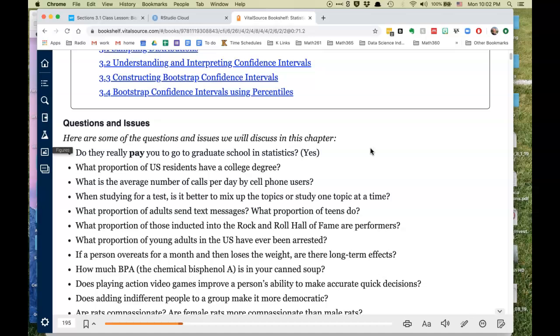of this section. Do they really pay you to go to graduate school in statistics? That's sort of a yes or no question. What proportion of U.S. residents have a college degree? Or in this environment, we might ask what proportion would test positive for COVID-19 on any particular day. But then, that's categorical. Then what is the average number of calls per day by cell phone users? That's a question about a quantitative variable and about an average as opposed to a proportion.